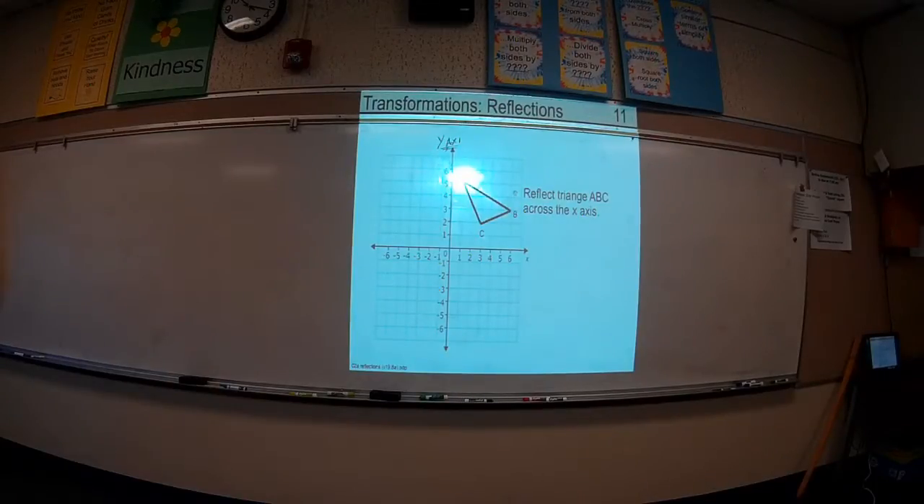Got the triangle. You can label with A, B, and C, please. So C is, you get to C and have to go over 3 and up 2. 1, 2, 3.